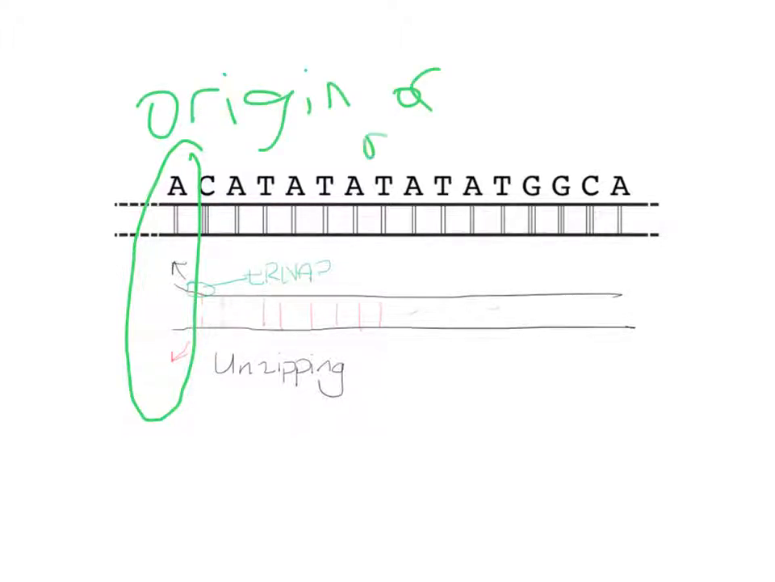So in other words, if you want to know where a chromosome is going to start replicating, you look at the very first spot where the two double helices separate. That's where replication starts. Let's take a look at one more.